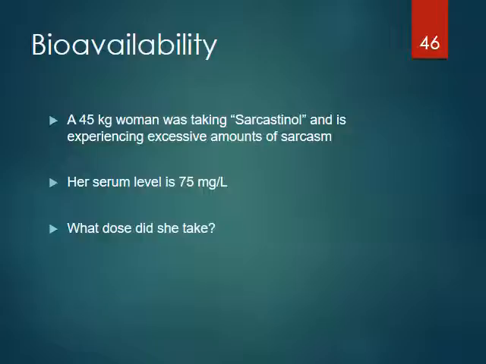So 9 liters would be the total VD. And then we know our C0 is 75 milligrams per liter. So we just multiply that out. 75 times 9, we get 675, right? So that would be the amount that was actually in the serum.